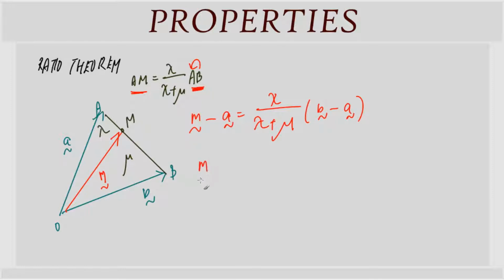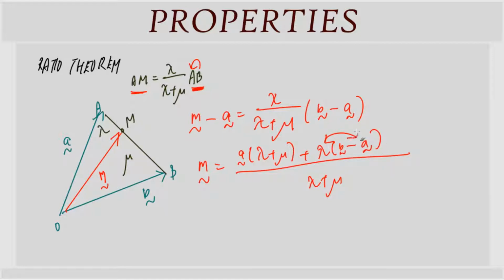And now I'm going to add a to the other side, so I've successfully made m the subject. Now I'm going to combine the fractions. It's a times lambda plus mu, whole thing over lambda plus mu, plus lambda times b minus a. Now the a times lambda cancels out with this lambda a over here, and all that's left is m is equal to a times mu plus lambda times b over lambda plus mu. So essentially how this looks visually is a is multiplied with mu, b is multiplied with lambda, and the whole thing is divided by lambda plus mu.